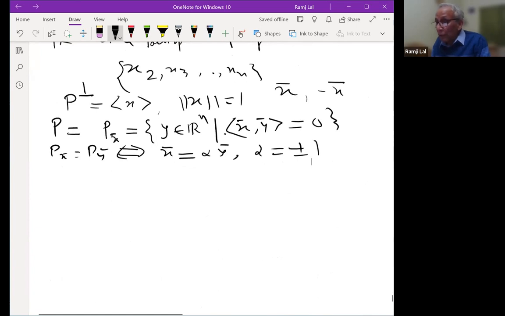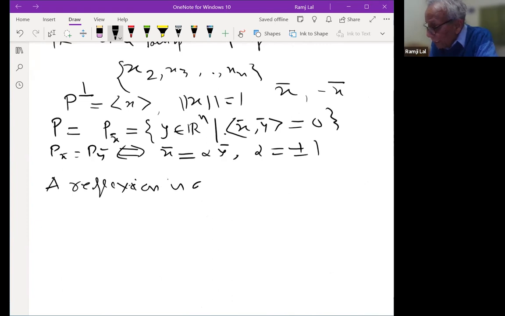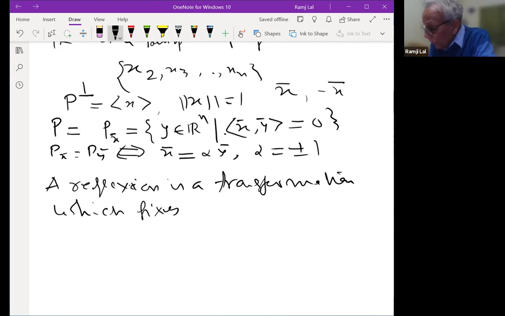That is Px. Okay. So what is a reflection? A reflection is a transformation which fixes a hyperplane, say P, which will be some x, Px here.